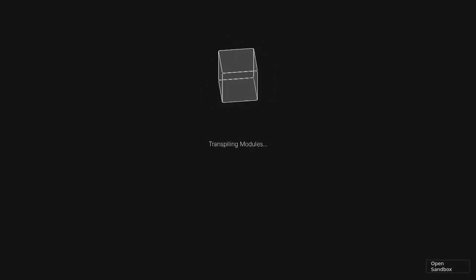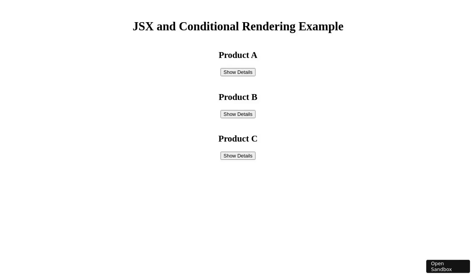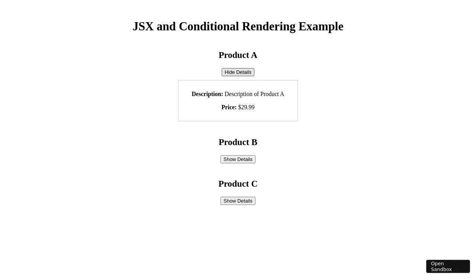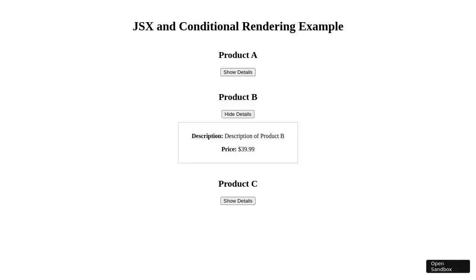In this demonstration, we explore the dynamic capabilities of JSX and conditional rendering in a React application. We start by interacting with a web page that features a list of products. Initially, the product names, including Product A, Product B, and Product C, are prominently displayed for the user. Next, we engage with the page by clicking on the Show Details button associated with Product A. This interaction triggers the conditional rendering mechanism, revealing additional information such as the description of Product A and its price, $29.99. The user can now see more details about the product without navigating away from the current view.